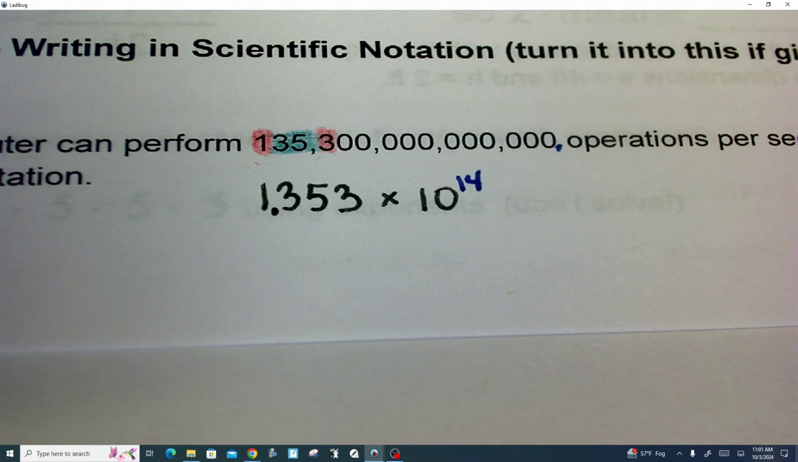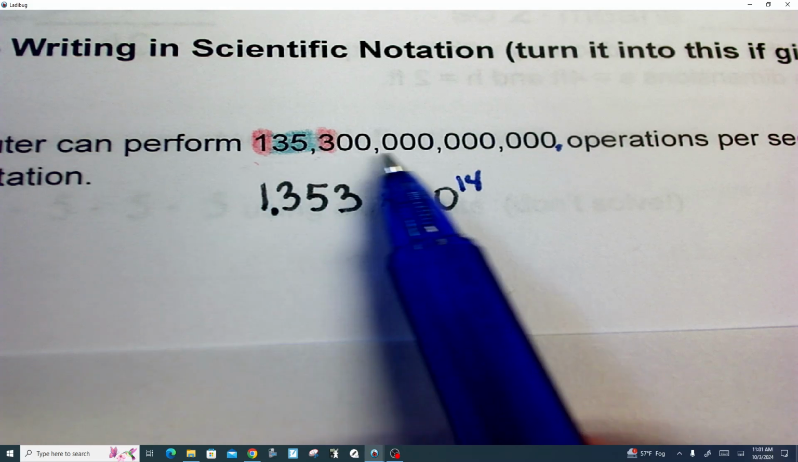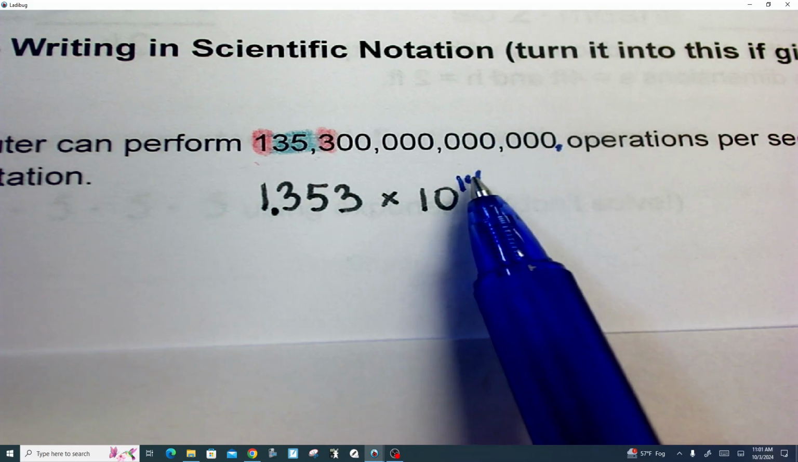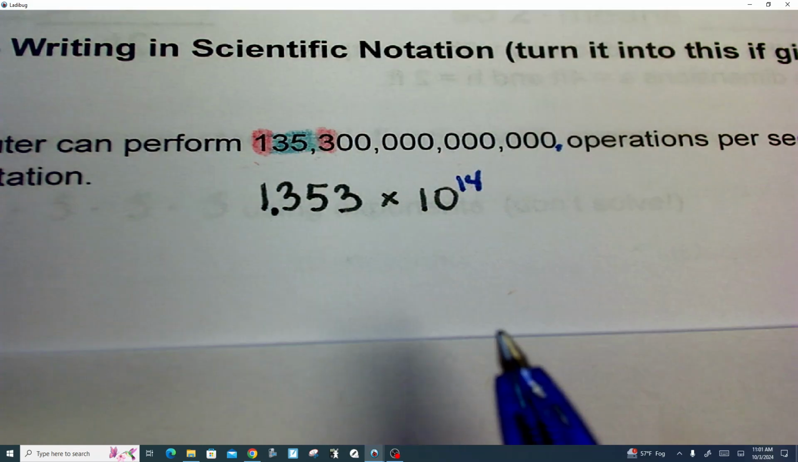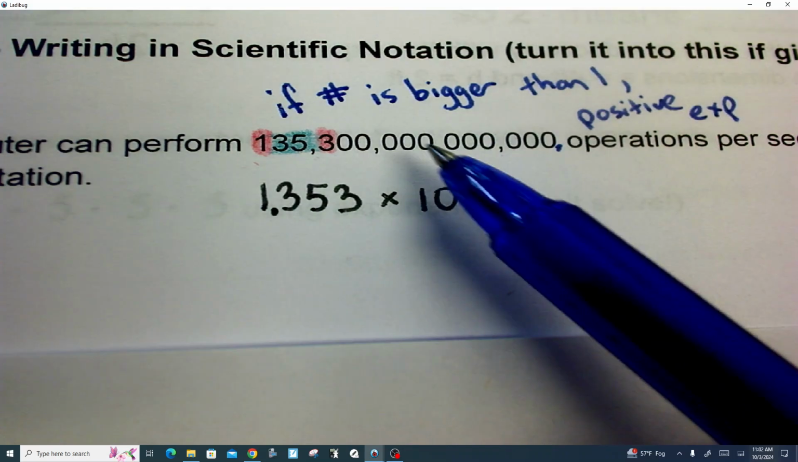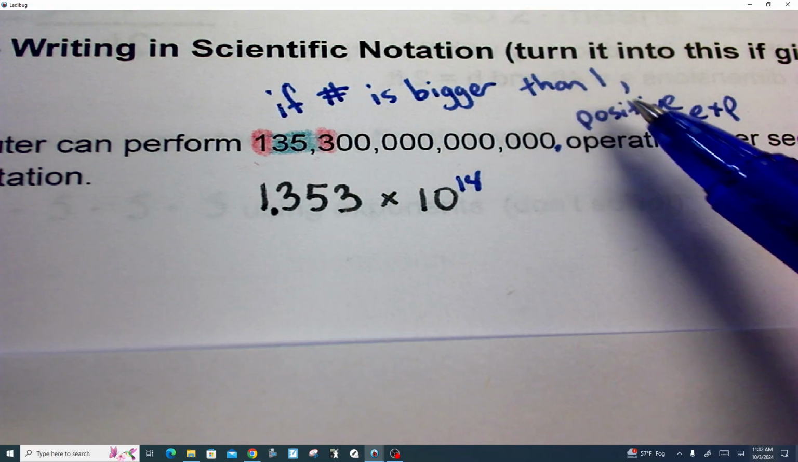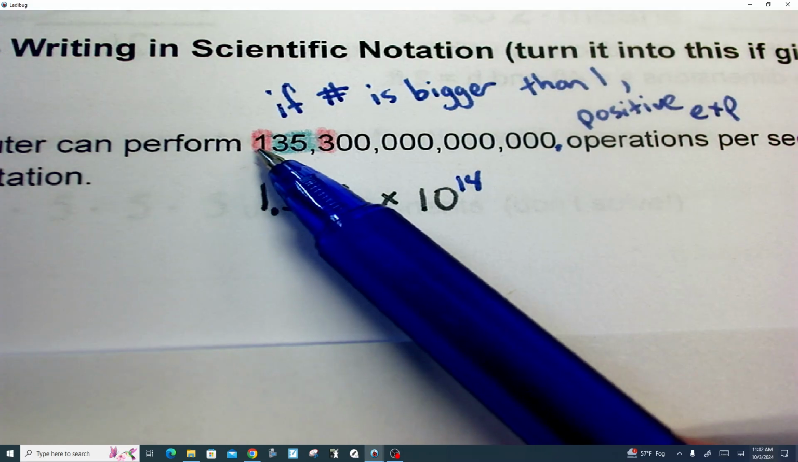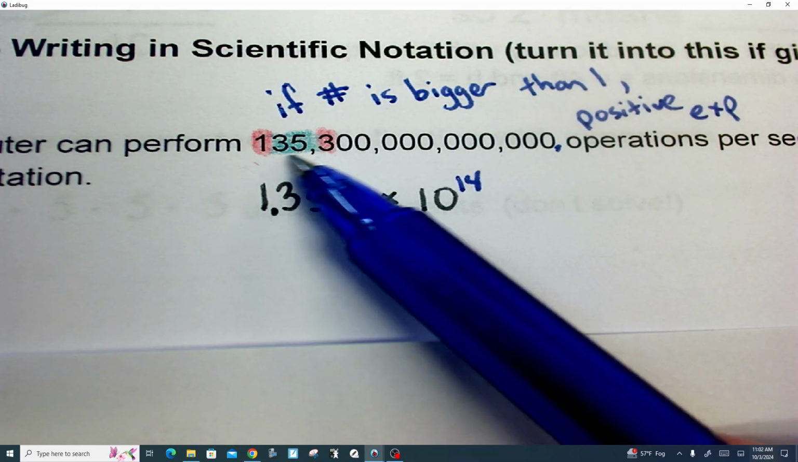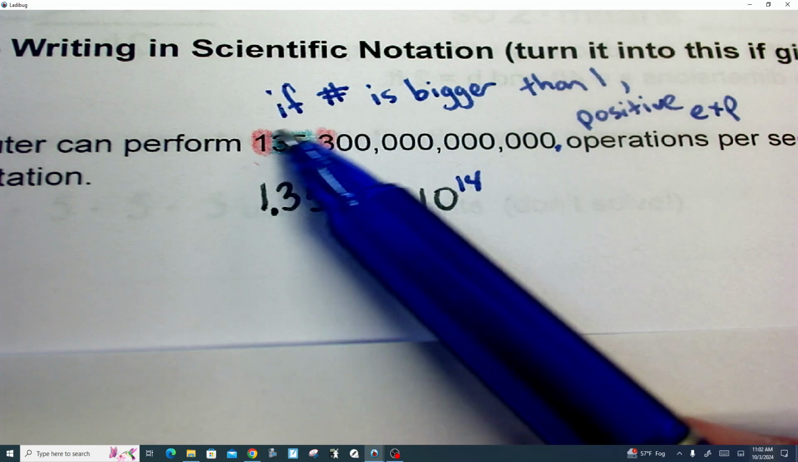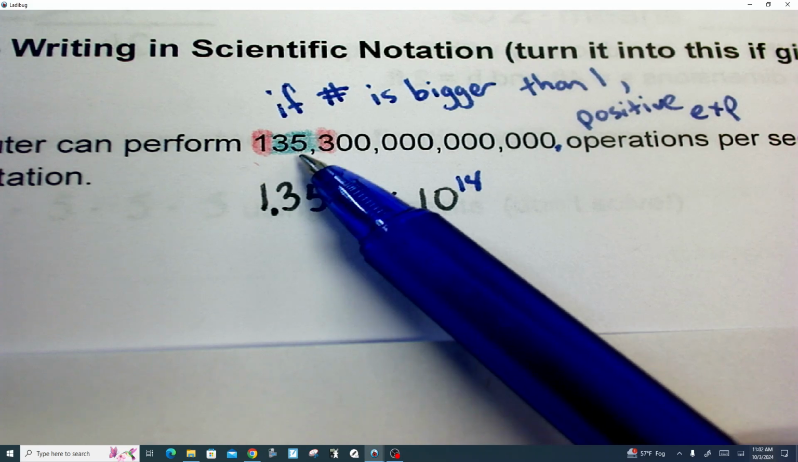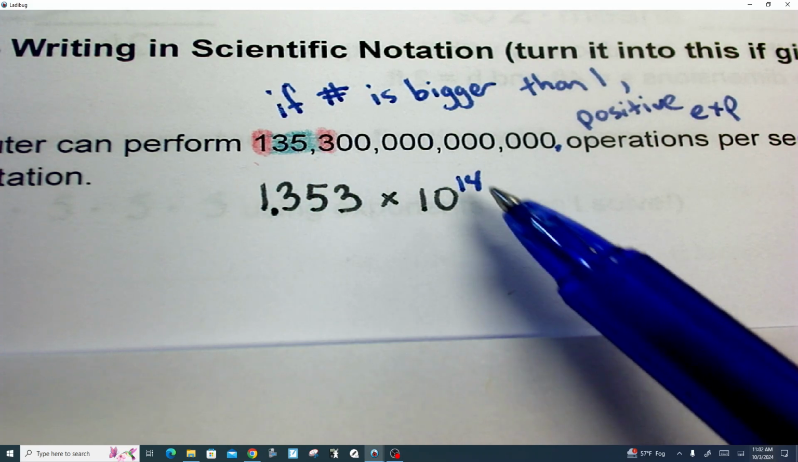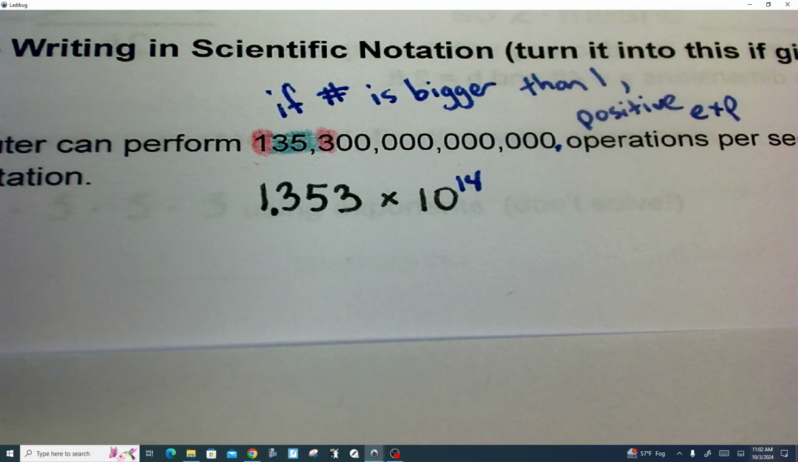There is one other teeny tiny little thing that I do need to mention though. Since this number is bigger than 1, we're going to use a positive exponent. So let's just put a note right here. If the number is bigger than 1, it'll be a positive exponent. So since this number itself is bigger than 1, it's not about counting the decimal movement. No, no, no, no, no. This is 135 trillion, right? So since that's bigger than 1, this needs to be a positive exponent.